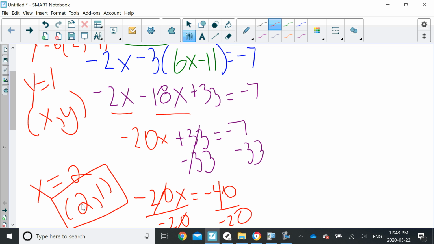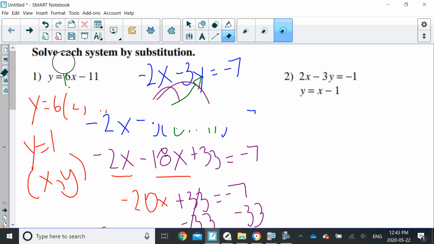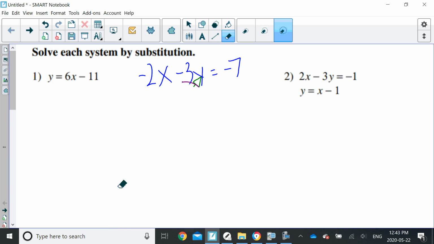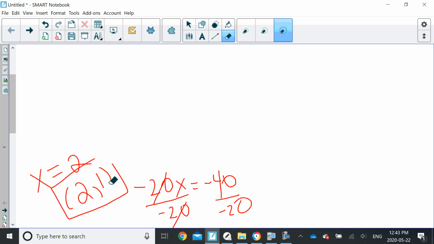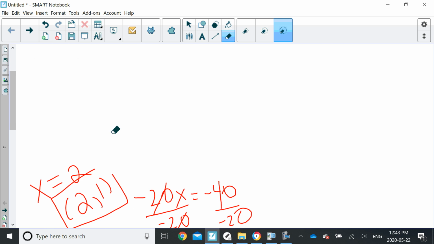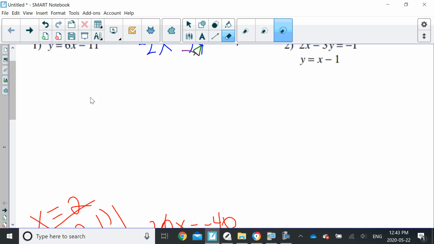So when you verify that x is 2 and y is 1, you always verify in the original equation. This is where I'm going to get some of you on marks. What you have to do is plug in a 2 and a 1 in this system and in this system. You have to plug it into both systems. My answer has to work in both systems, and left-hand side has to equal right-hand side. So I'll show you what I mean.